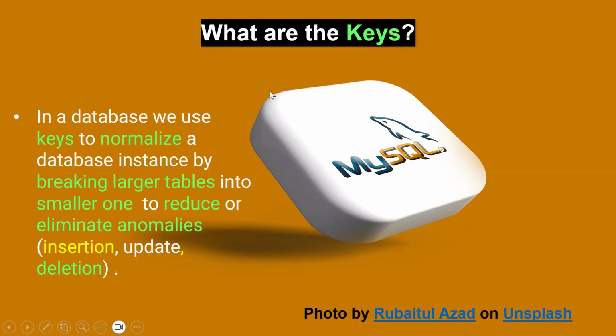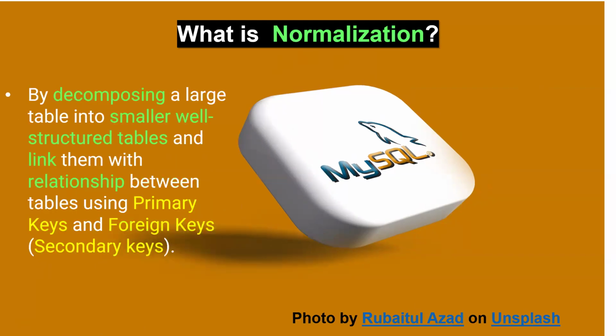And also in a database, we use keys to normalize it. So in a database instance, you break a larger table into smaller ones to reduce redundancies as well as eliminate anomalies. And those anomalies could be insert, update, or delete. If you could insert into a database with multiple duplication, then there is an insertion anomaly there. But normalization will eliminate those.